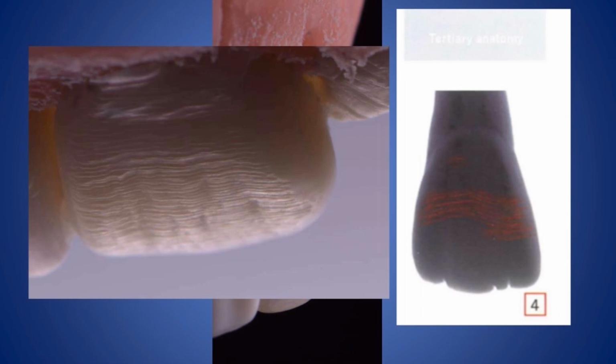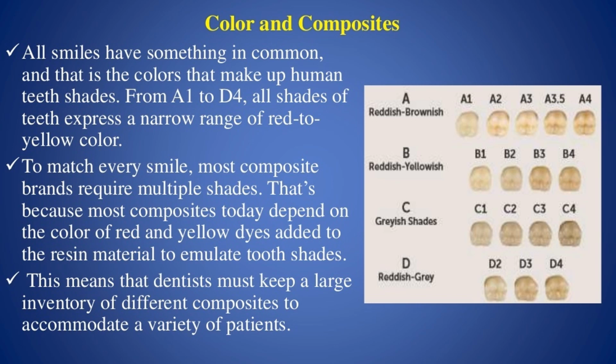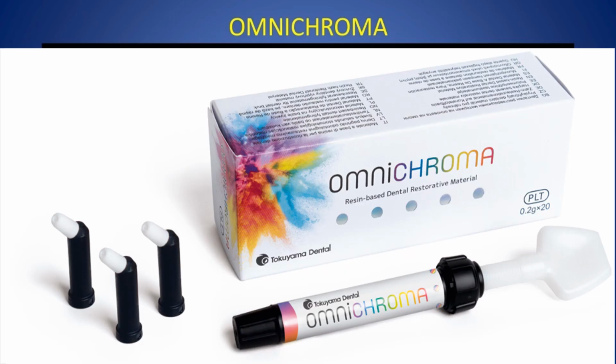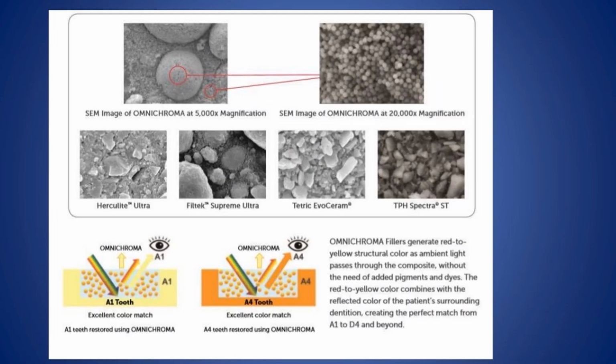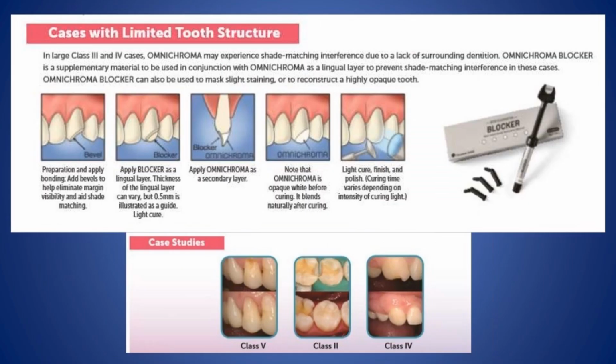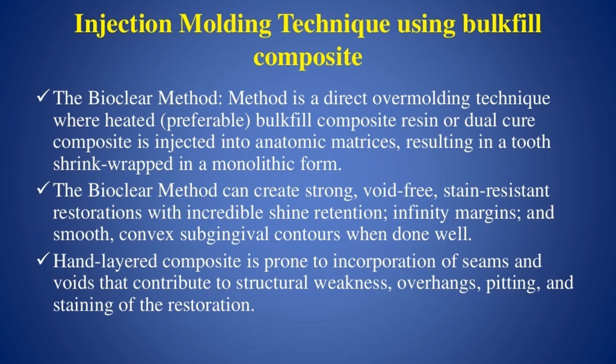25. Color and composites. All smiles have something in common, and that is the colors that make up human teeth shades. From A1 to D4, all shades of teeth express a narrow range of red to yellow color. To match every smile, most composite brands require multiple shades. That's because most composites today depend on the color of red and yellow dyes added to the resin material to emulate tooth shades. This means that dentists must keep a large inventory of different composites to accommodate a variety of patients. 26. Omnichroma blocker. Single syringe.